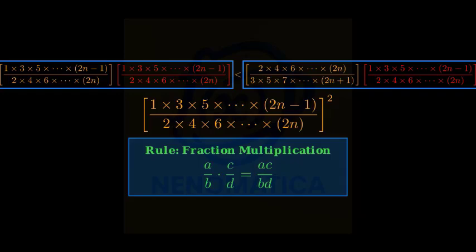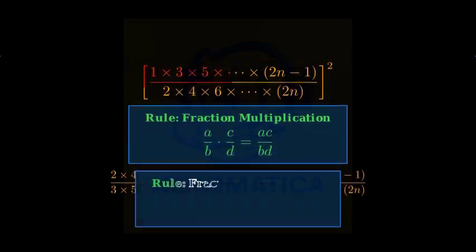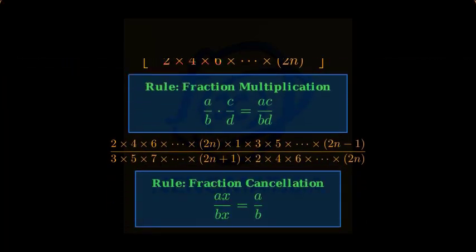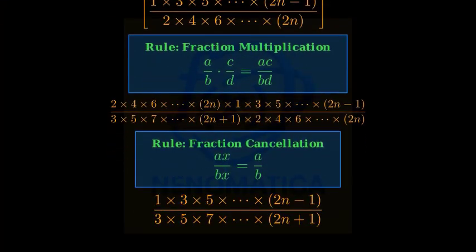Now, let's rearrange the right side of the inequality to see if we can simplify it further. When we multiply these two fractions, we get this expression. We can apply the cancellation property to simplify our expression. Notice that the denominator contains a common factor of 2 times 4 times 6, and so on up to 2n, which appears both in the numerator and denominator. These terms cancel out. Now, we can restate our inequality using the simplified expressions.